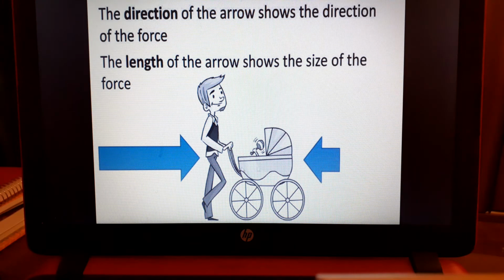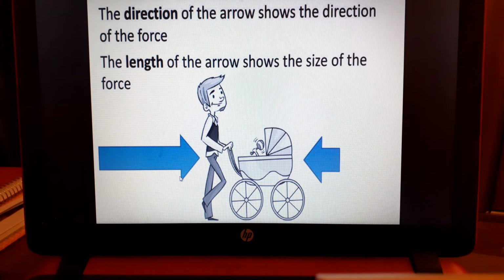So when you have these forces working together, the one that will win, or will cause the movement of the object in its direction, is the bigger force. So this force actually is working more than this force. Therefore, this man can push the baby's carriage forward, but the other force is not big enough to cause the carriage to move to the other side.